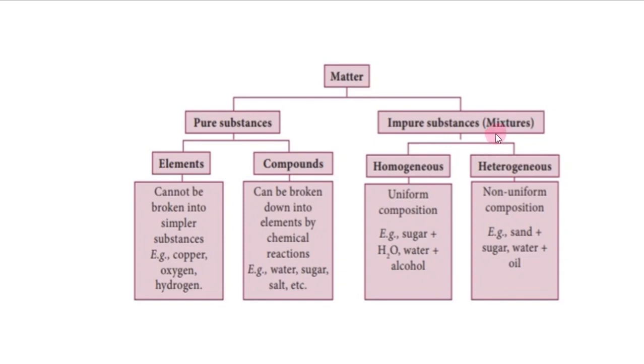Based on this, mixture is classified into two types: homogeneous mixture and heterogeneous mixture. So matter is classified into pure substance and impure substance, and this impure substance is further classified into homogeneous mixture and heterogeneous mixture.